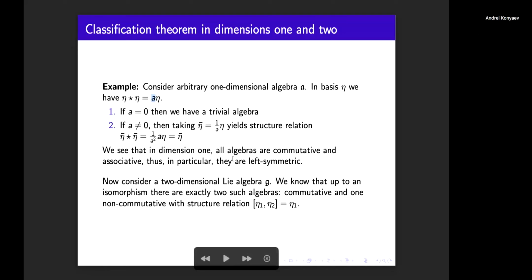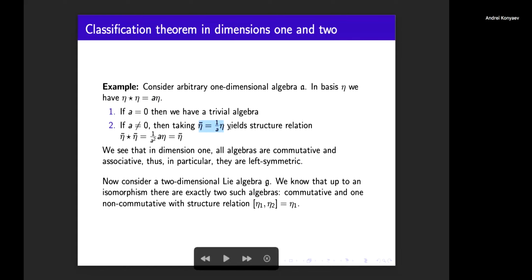Then if a is not 0, then we can take the following coordinate change. See, that's what we do. We take eta barred, and then we do the computation. We multiply eta bar by eta bar. It means that we open. Using linearity, we get that it is supposed to be divided by 1 over a squared.